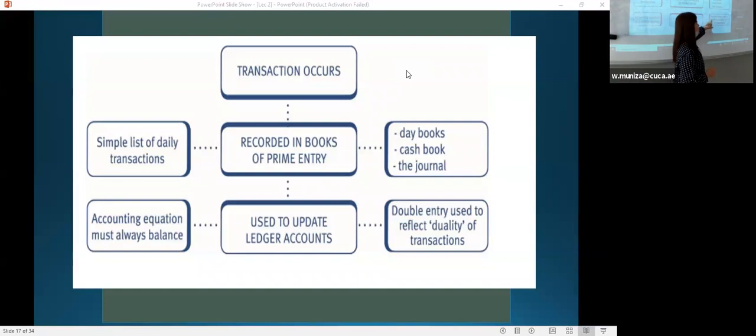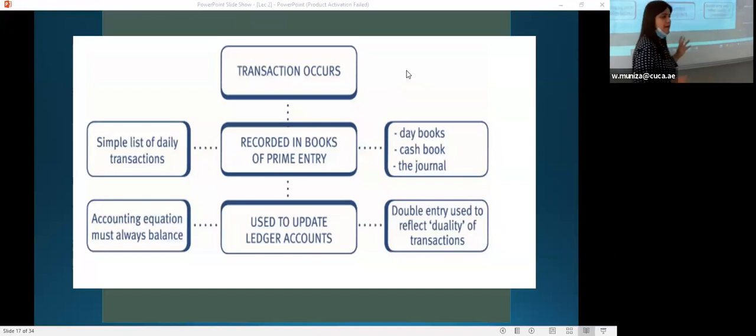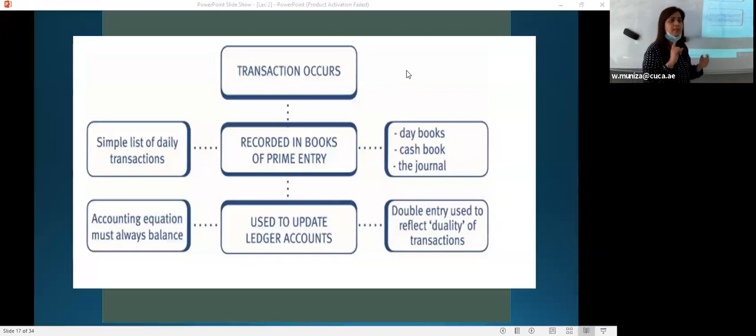Double entry is used to reflect the duality of transactions. In order to perform these works, we have to work with the double entry system. We reflect the duality of transactions while using the double entry system, and the accounting equation must always balance. This is telling us about the balance sheet. Every transaction happening in the organization will bring at least 2 effects. There are 5 elements of financial accounting: assets, liabilities, equity, income, and expenses. Any transaction which occurs will affect at least 2 accounts.